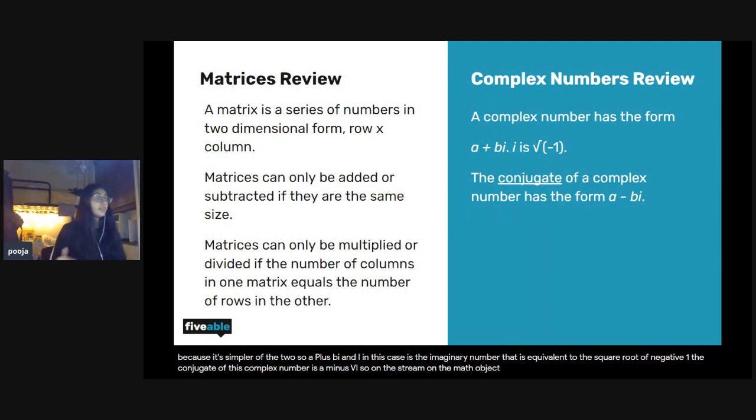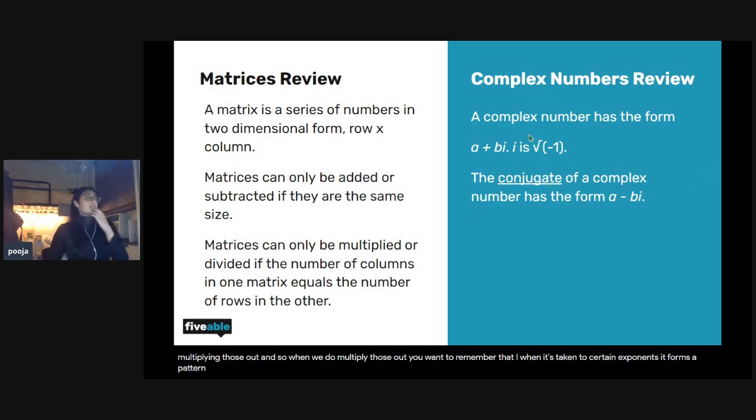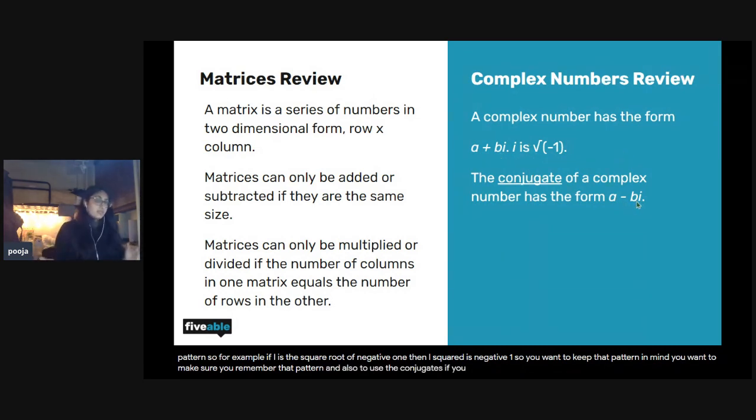On the math overview stream, we did something that kind of involved multiplying those out. And so when we do multiply those out, you want to remember that i, when it's taken to certain exponents, forms a pattern. So for example, if i is the square root of -1, then i squared is -1. So you want to keep that pattern in mind. You want to make sure you remember that pattern, and also to use the conjugates if you need to at any point, or how to multiply them out.